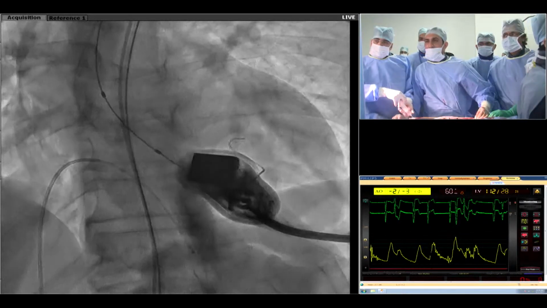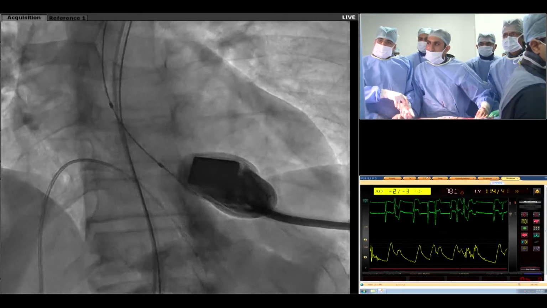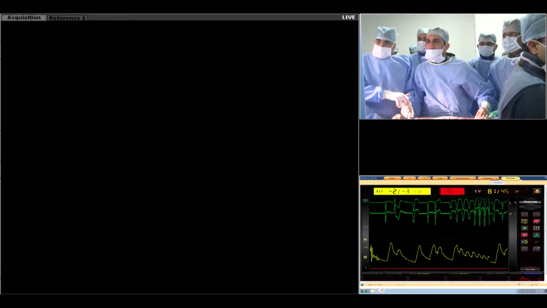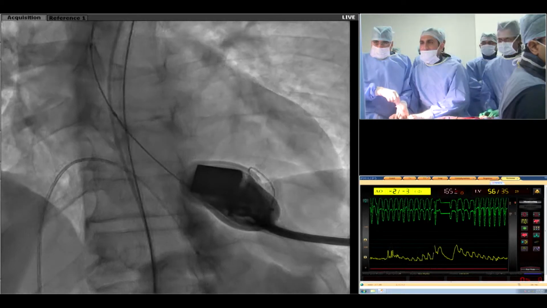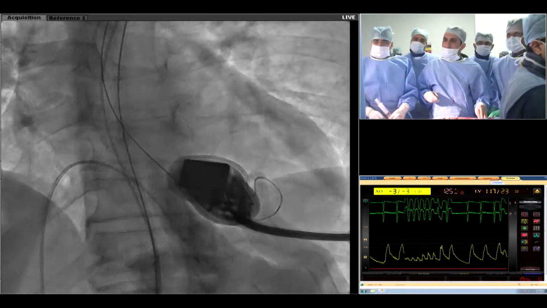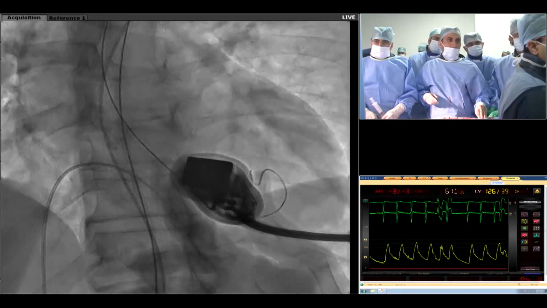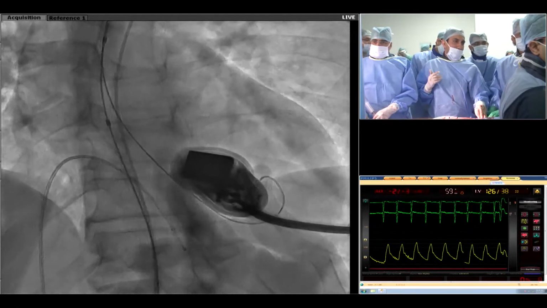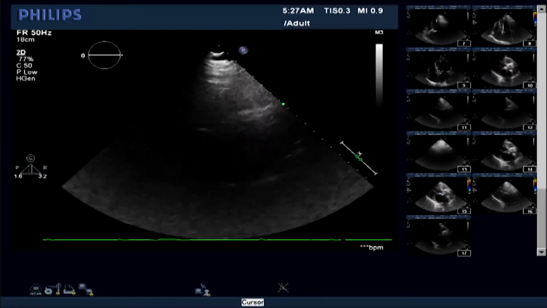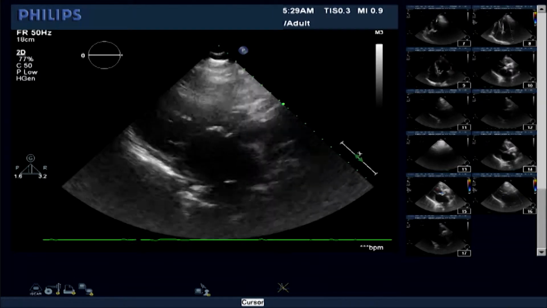Pace at 160. Okay, inflate. That's okay. Yeah, stop pacing. Look at the pericardium. Yeah, we're okay. Can we have the valve, please? Yes. We're looking at the pericardium to make sure there's nothing going wrong.